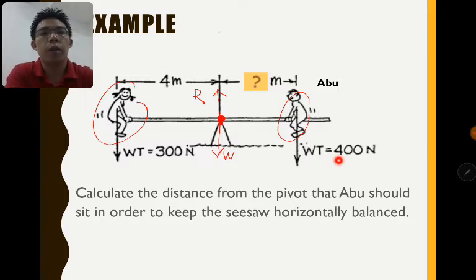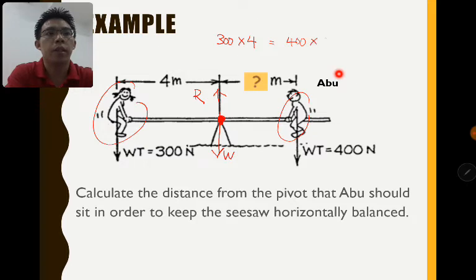So we have 300 times 4 meter. That's the rotational effect in the anti-clockwise direction. It should give us 400 times the distance, question mark. That's the one that we're looking for. So very straightforward. You just have one unknown here. So the question mark will be equal to 300 times 4 divided by 400. So you get 3.